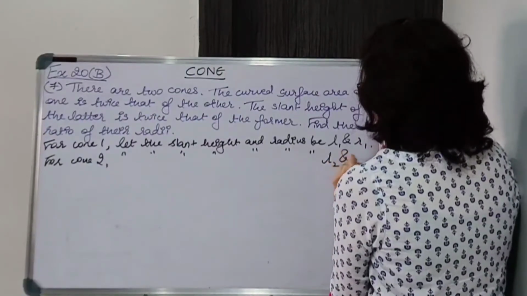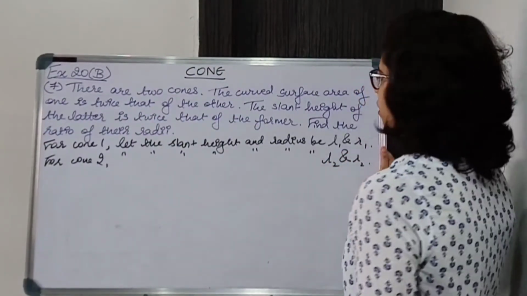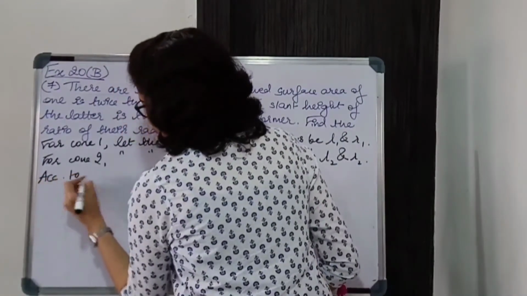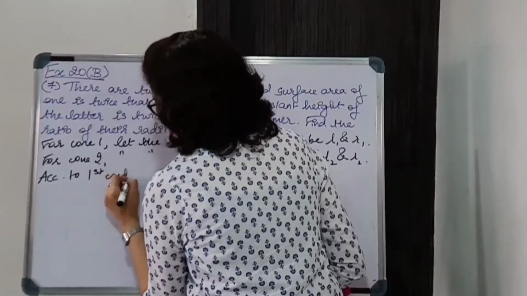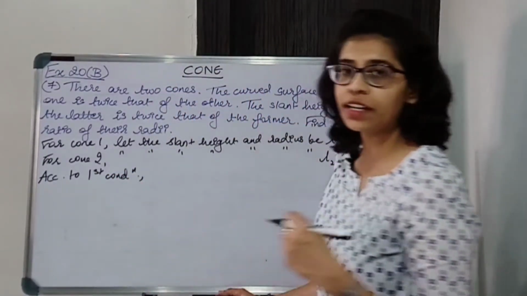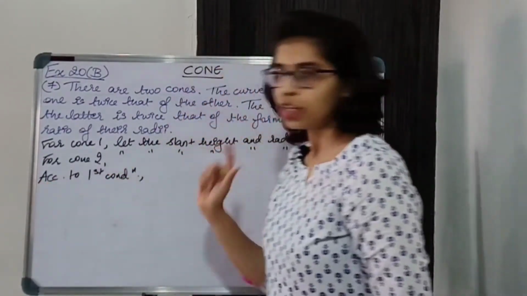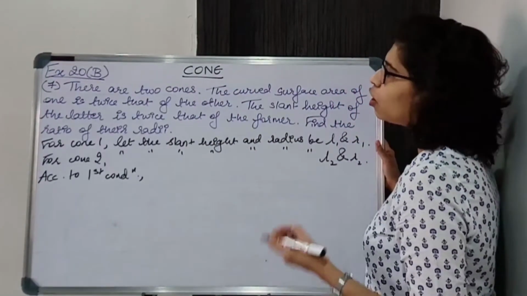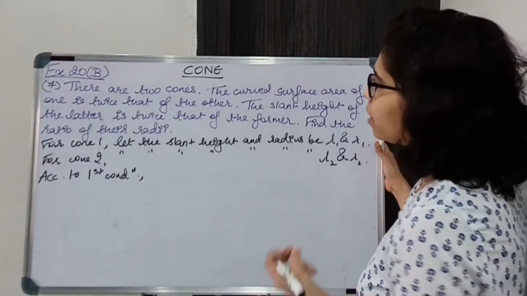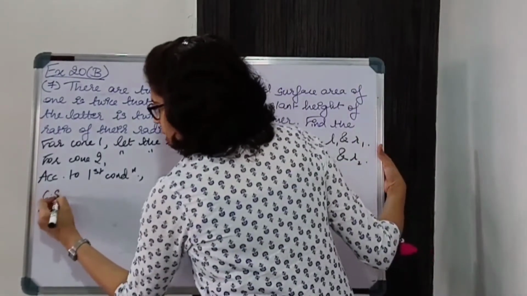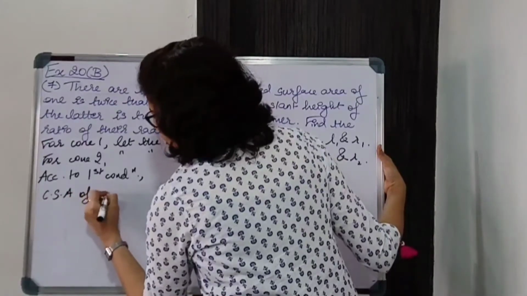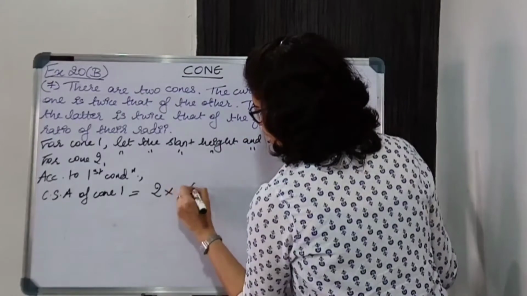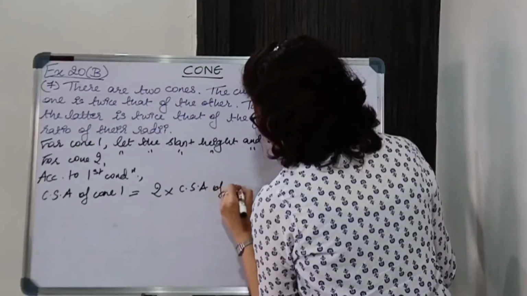L2 and R2. Okay. Now according to first condition, please don't use short forms. You have to write full statement. According full word, condition full word. Okay, first condition में क्या दिया है? Curved surface area of cone 1 is twice that of the other. So CSA of cone 1 is twice that of CSA of cone 2.